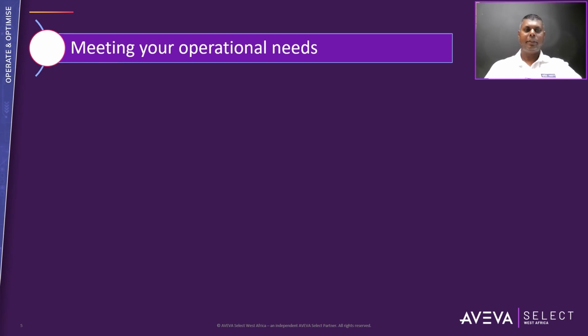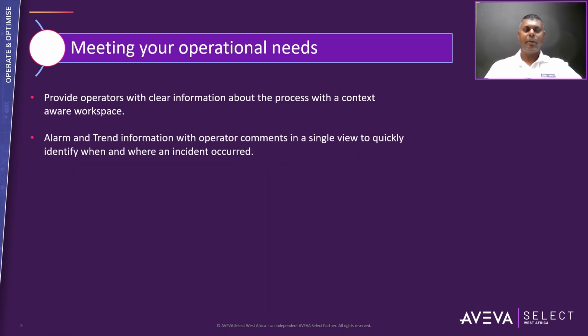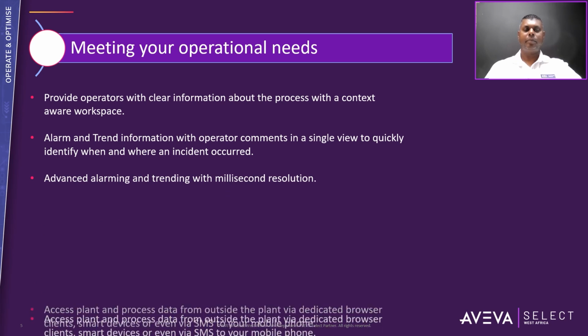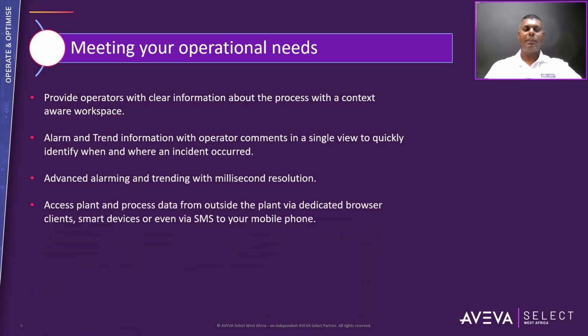Meeting your operational needs. Provide operators with clear information about the process with the context-aware workspace. Alarm and trend information with operator comments in a single view to quickly identify when and where an incident occurred. Advanced alarming and trending with millisecond resolution. Access plant and process data from outside the plant via dedicated browser clients, smart devices, or even via SMS to your mobile phone.